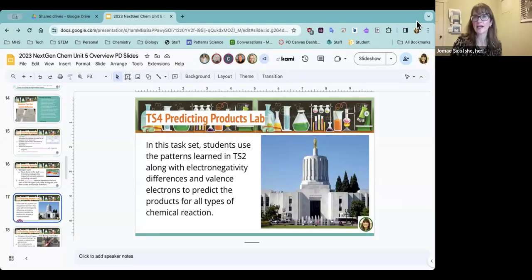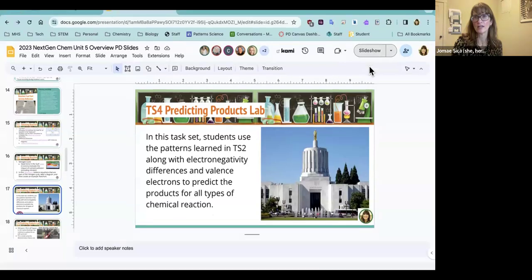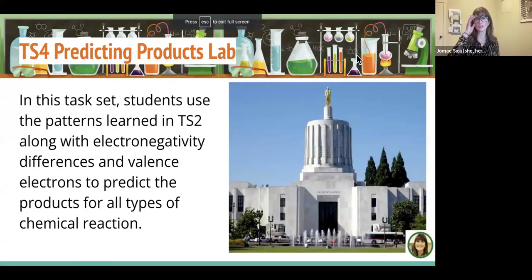Okay, everybody, I am going to talk now about the major lab that is going on in this particular unit. This is called the Predicting Products Lab. This lab, in a sense, is a little bit of a departure from the traditional patterns lab because we're not going to have numerical data that we graph and then get a mathematical pattern and that kind of thing. But we still try to incorporate many of the elements of a patterns lab into this particular lab.